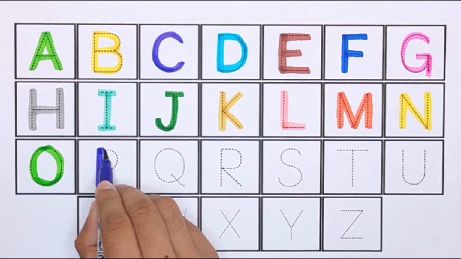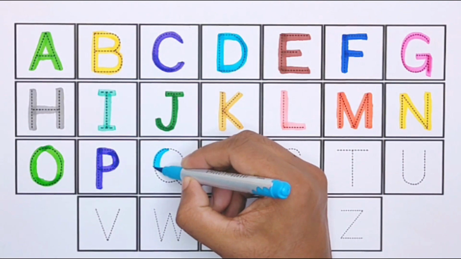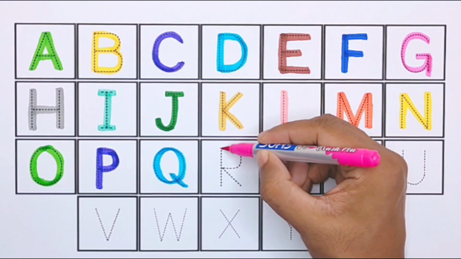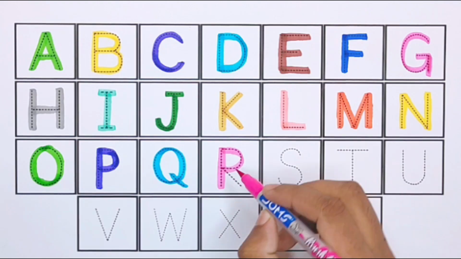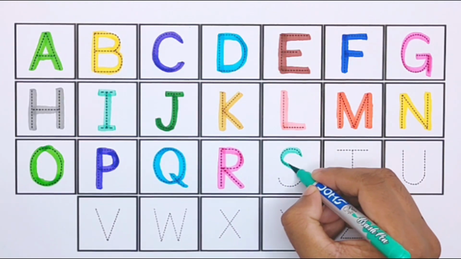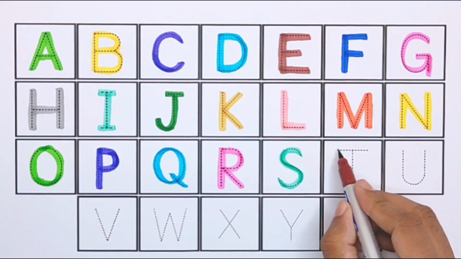P for pineapple. Sky blue color. Q for quill. Pink color. R for rainbow. Sea green color. S for strawberry. Brown color.